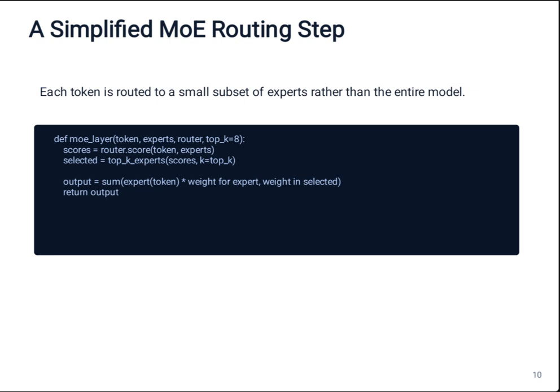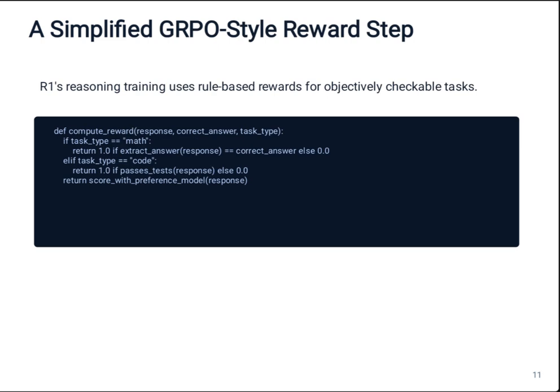A simplified MOE routing step. Each token is routed to a small subset of experts rather than the entire model. A simplified GRPO-style reward step. R1's reasoning training uses rule-based rewards for objectively checkable tasks.